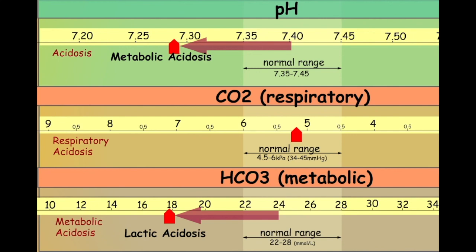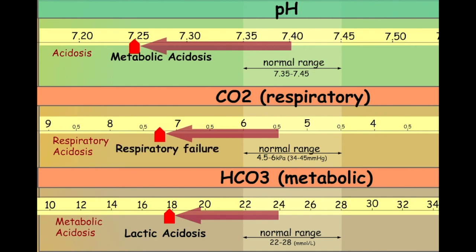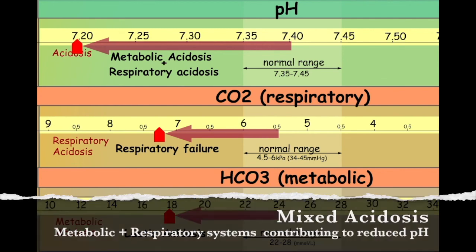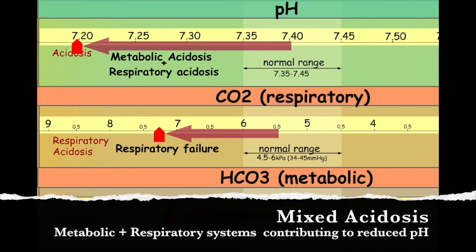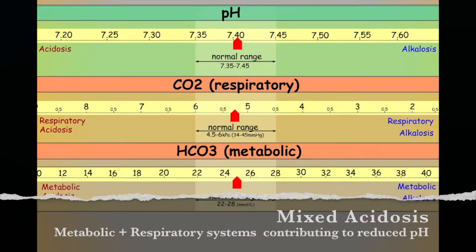The lungs will eventually also become damaged and their ability to clear carbon dioxide will be reduced. CO2 will begin to accumulate in the blood, pushing the body into a respiratory acidosis. We would call this a mixed acidosis, as both respiratory and metabolic components are pushing in an acidotic direction.